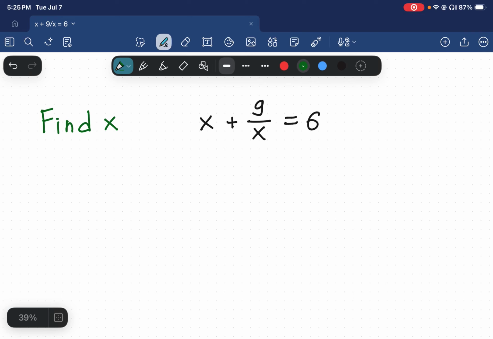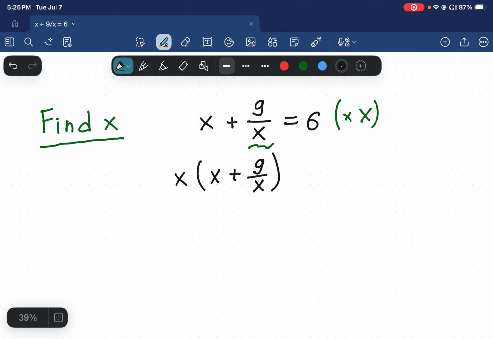Our goal today is to find x. This equation looks intimidating, and that's because of this fraction. So let's get rid of it. To do that, we multiply both sides by x. We will have x multiplied by (x + 9/x) in the parentheses equals 6x.